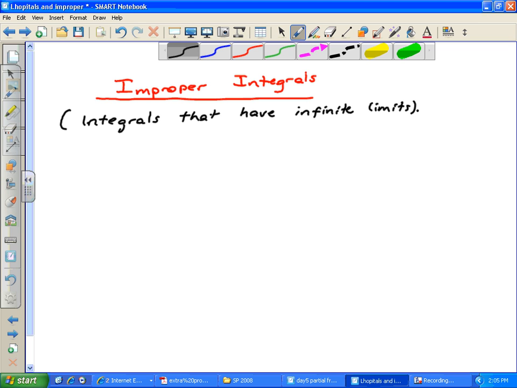So the good news is there's nothing new in this section. In other words, there's no new integration technique. The only thing is I'm going to give you an integral, something you might have done before, but I'm going to have additional limits, and one of which might include infinity. For example, the integral of 1 over x minus 1 as x goes from 2 to infinity.